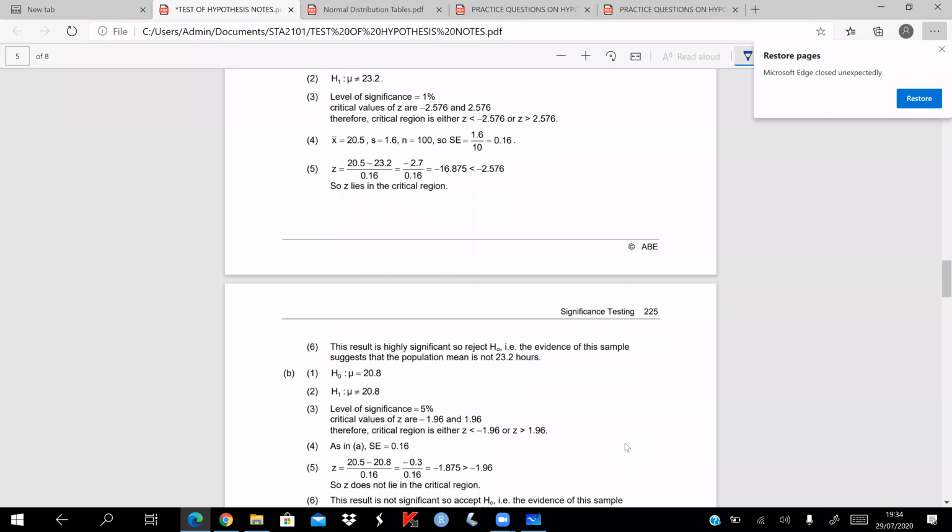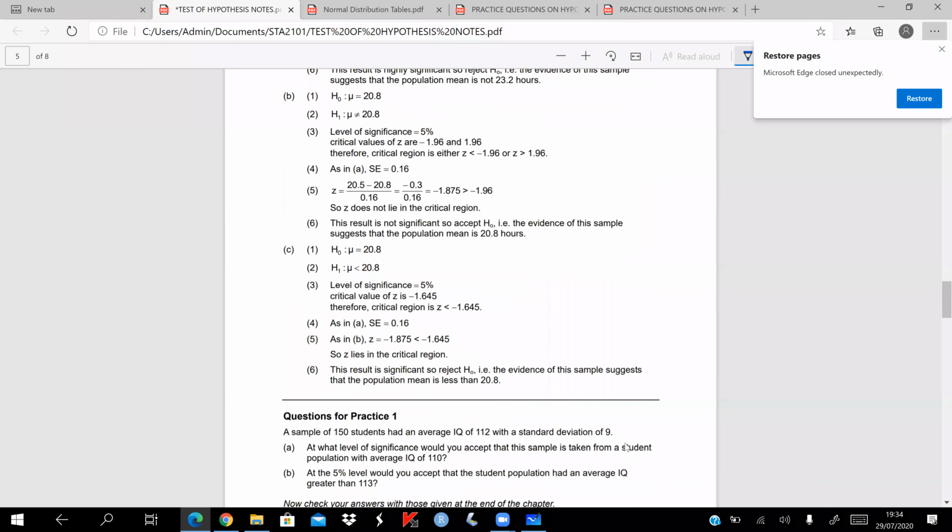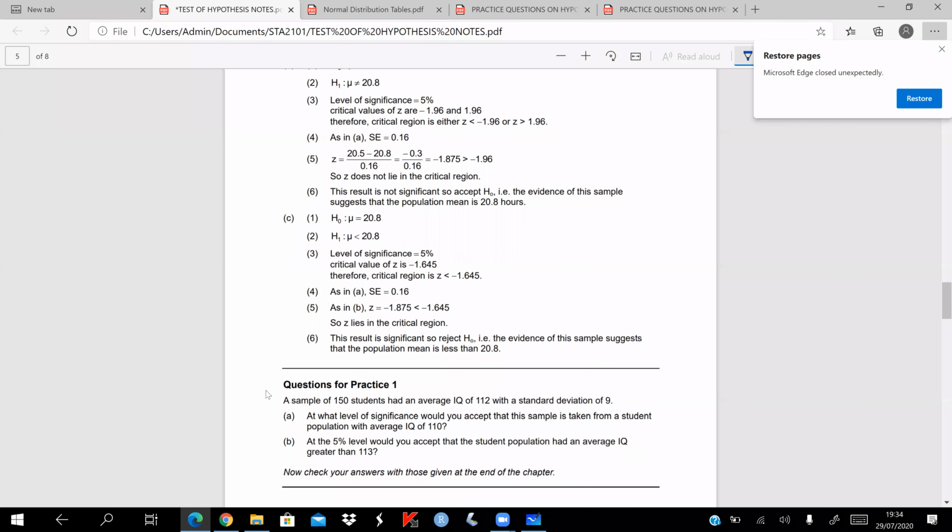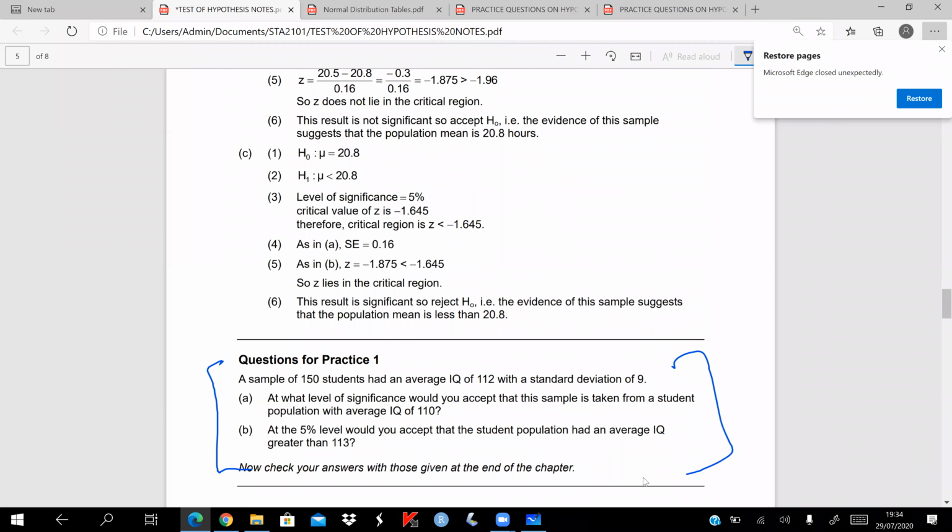So let me see if I have another question here. I want us to try this question. A sample of 150 students had an average IQ of 112 with a standard deviation of 9. We are not going to solve part B because part B is easy to see. We do that at home. So let's answer the first question because it is less obvious.